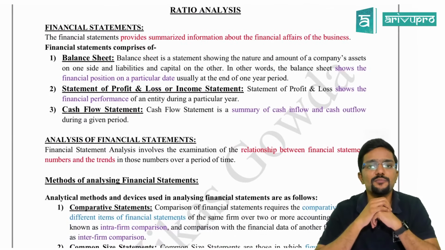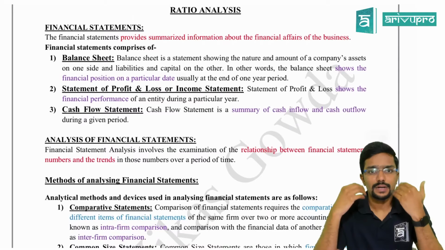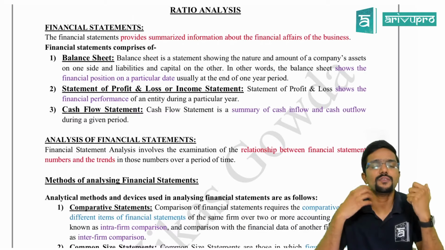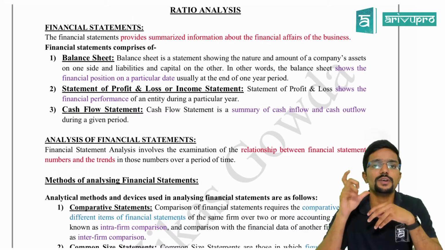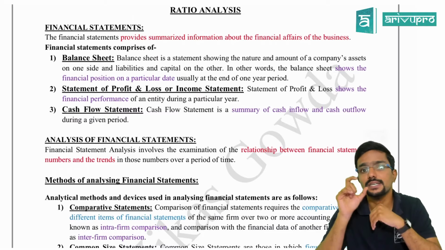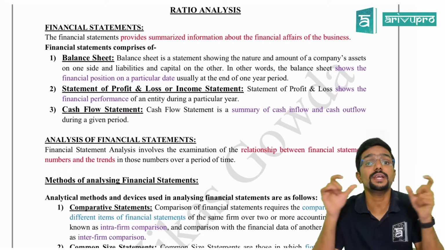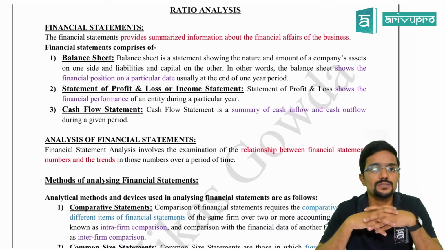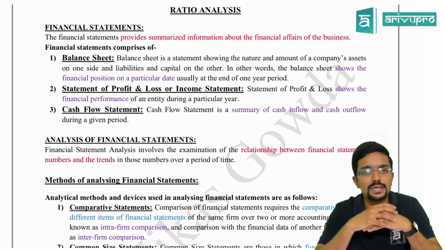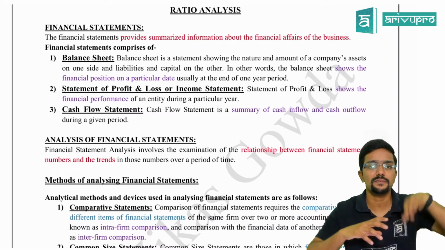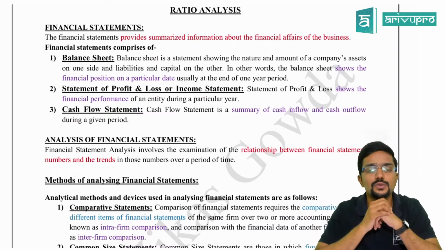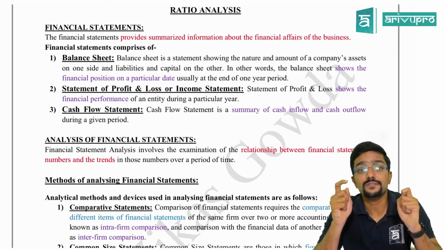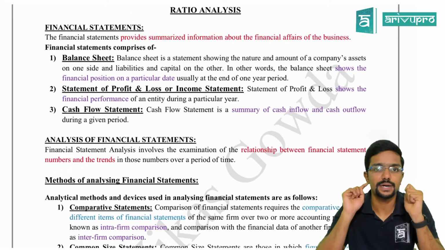In the statement of profit and loss account, we will record all the expenses and revenues, and the balancing figure will be either profit or loss. So this profit and loss statement shows the financial performance of the company during a period. Why during the period? We record all the expenses incurred and incomes earned during a year, that is from 1st April till 31st March. So that is why the profit and loss statement gives the financial performance for the year or for the period.